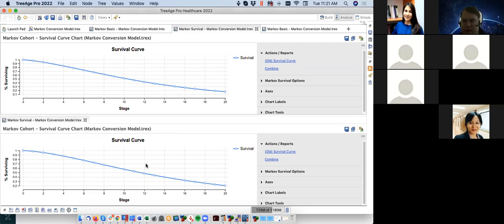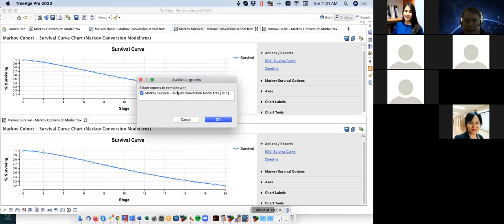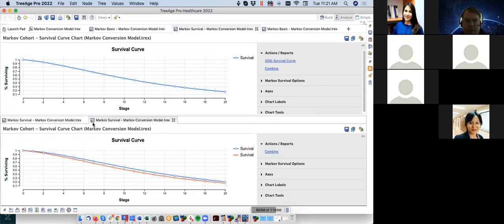I may have gotten that mixed up, but you notice there's a little combine button here now. This is new. So I think this is the second strategy. If I click combine, it'll allow me to link in the second one, click OK. And now let me just make it bigger.